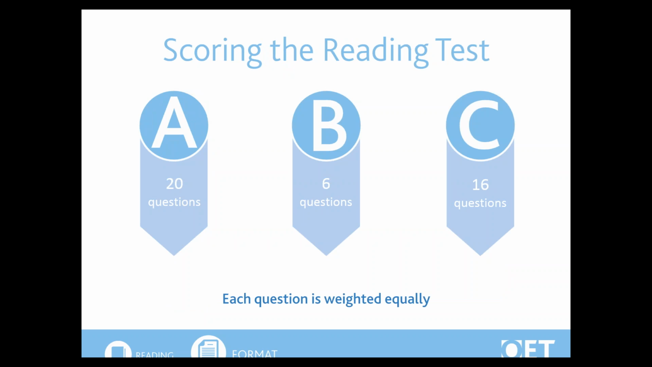Each reading test will have the same number of questions. Part A has 20 questions about 4 texts. Part B has 6 multiple choice questions to answer, 1 per text. Part C has 16 questions to answer, 8 per text. Each question is weighted equally, meaning your overall score is calculated out of 42 marks.